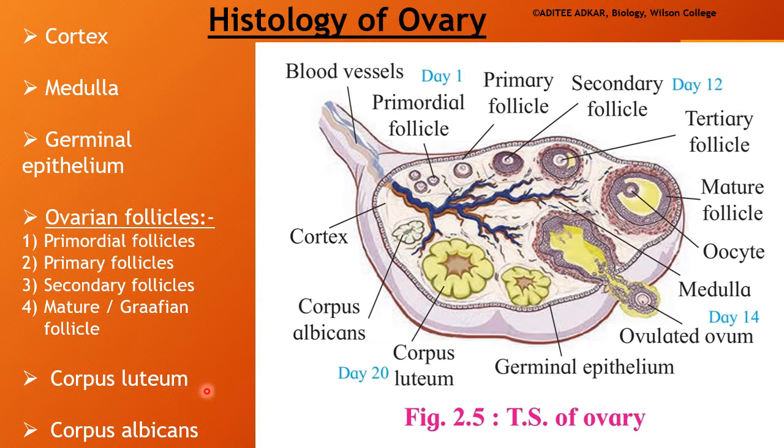If the fertilization takes place, then the corpus luteum is retained in the ovary for a particular period. But if the fertilization does not take place, then the corpus luteum is converted into a white body, which is known as the corpus albicans. The word albicans comes from the word albino, meaning white. It's a white colored body. Therefore, the name corpus albicans.